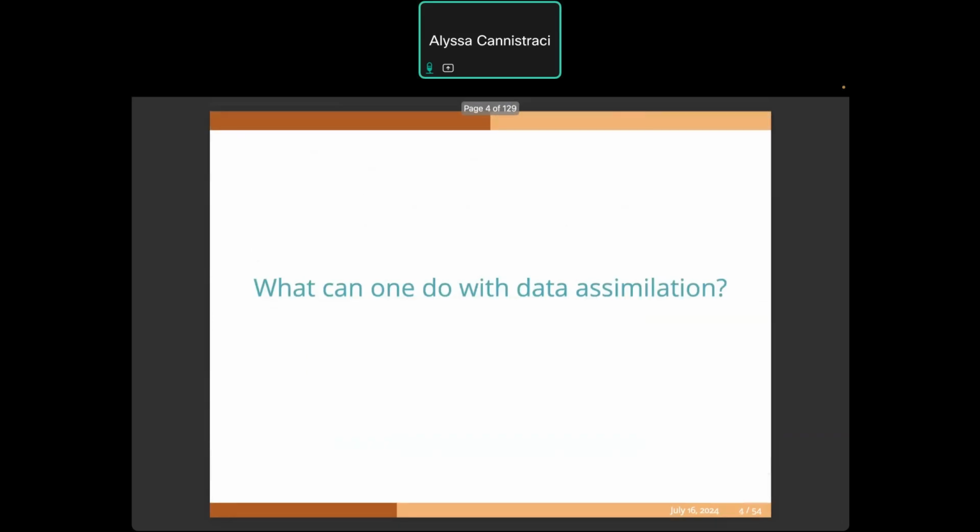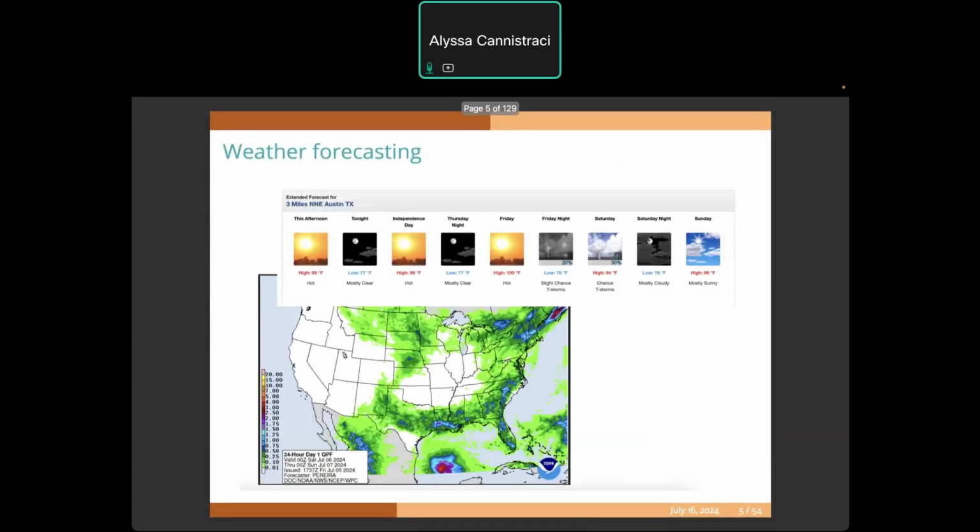And so what can one do with data assimilation? I'm going to give 3 different examples. This is by no means an exhaustive list of everything that we can do with data assimilation, but these are just 3 interesting ones in my mind. The first one is weather forecasting. Every time you open your phone to look at the weather forecast for the week, this is a data assimilation problem. It's specifically an initial value problem. So the goal is to improve your initial conditions to get you a better forecast for the days to come.